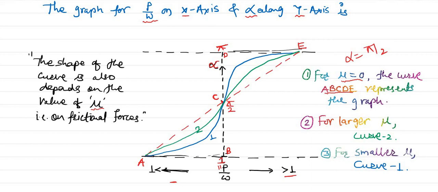So that is what happens when mu is equal to 0, that means no frictional force, no friction, then what is the curve? A, B, C, D, E.